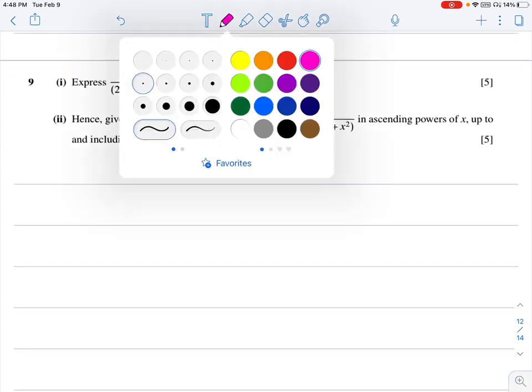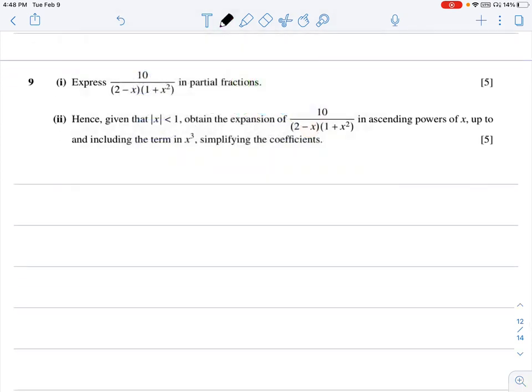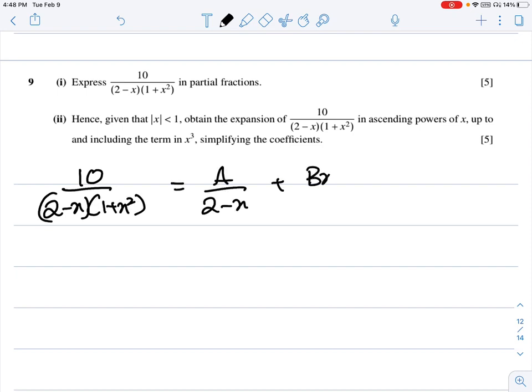Finally, question number 9. Question number 10 is from vectors, which is planes, has been deleted. We can use that one, has been done into further maths. So therefore we are doing only 9 questions. Now 10 upon 2 minus x times 1 plus x square is equal to a upon 2 minus x plus bx plus c upon 1 plus x square.